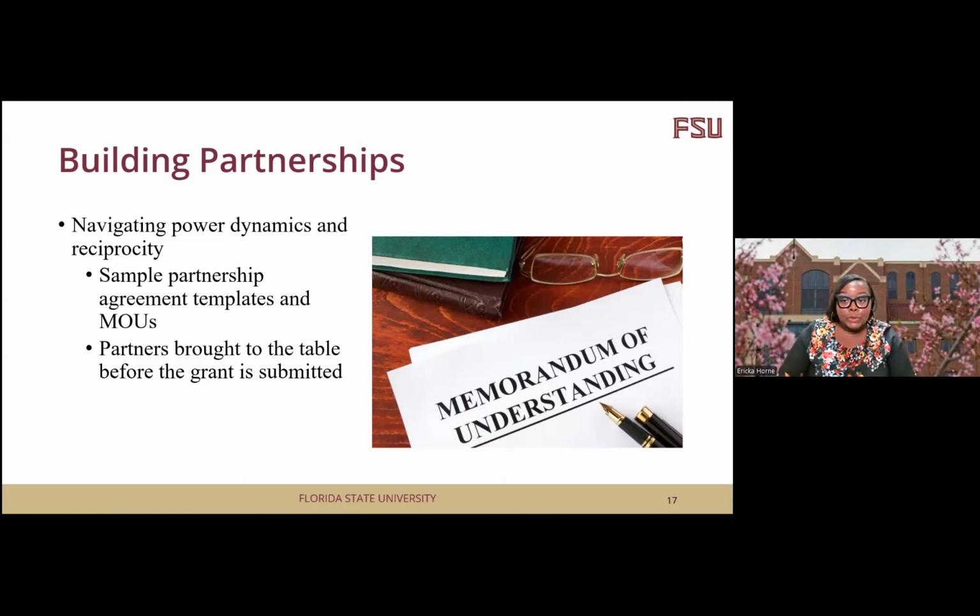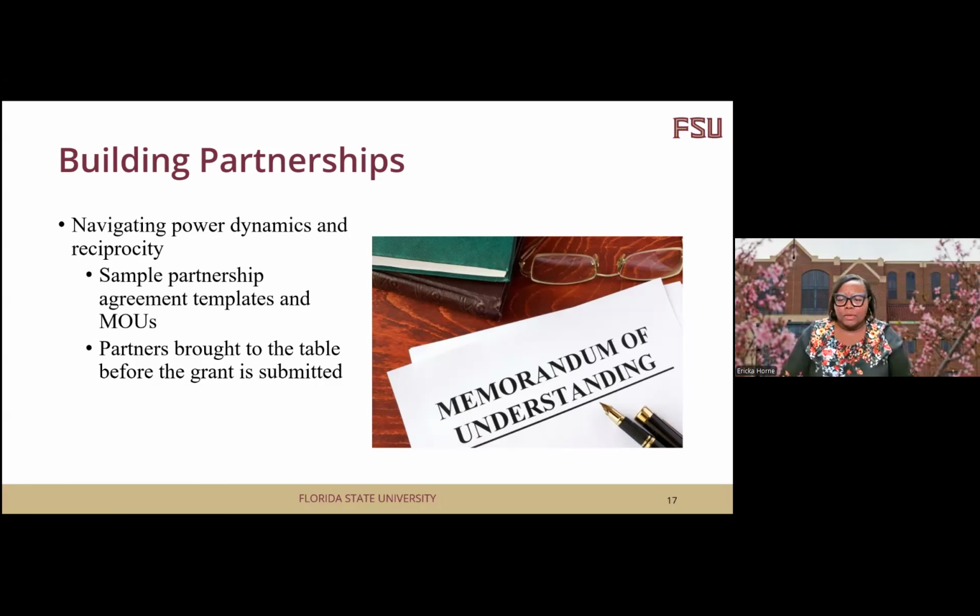Have sample MOUs, but it's not a requirement. You can still work with community partners even if you do not have an MOU. So don't feel pressure to have one right away, because that comes with time, that comes with trust, that comes with after you've built a relationship over years. And you may have some that you've worked with for years and you never thought about developing an MOU.